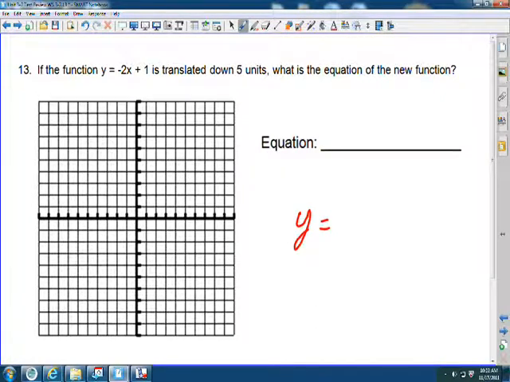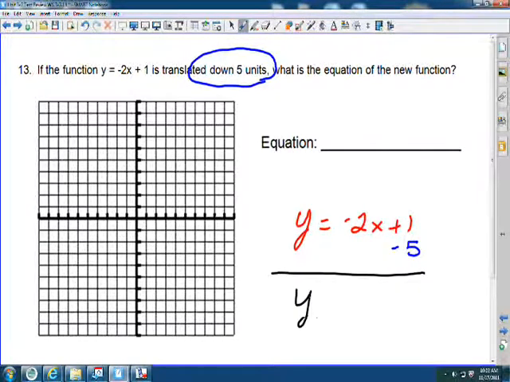Okay, I have y equals negative 2x plus 1. Now you can graph it if you want to, but I know that if I translate it down 5 units, it changes my y-intercept, so I will subtract 5. Well, now what is the new equation? Y equals, the slope stays the same, 1 minus 5 is minus 4. There's your new equation. Y equals negative 2x minus 4.